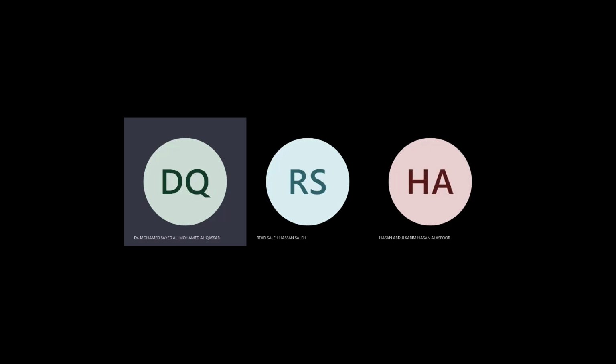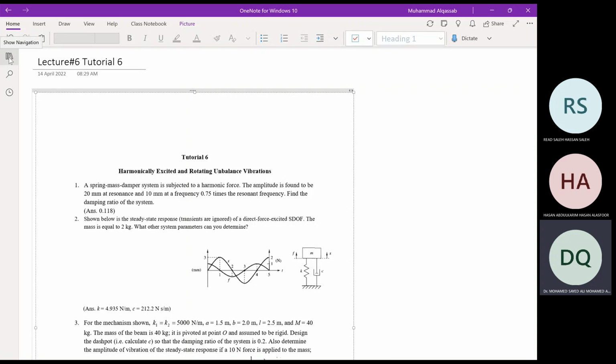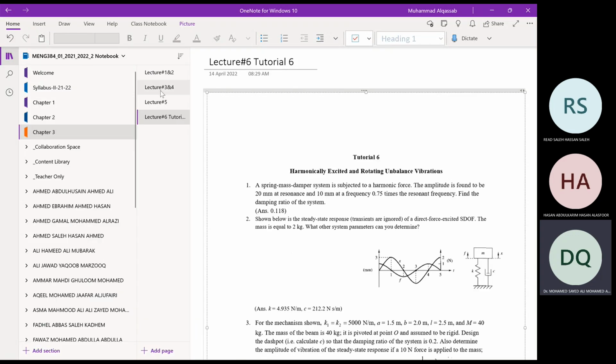Tutorial 6. In chapter 3, so far we finished 2 types of excitation. The first one was force excitation, and the second one was unbalance. Before I talk about the tutorial, let me talk about the transmitted force.